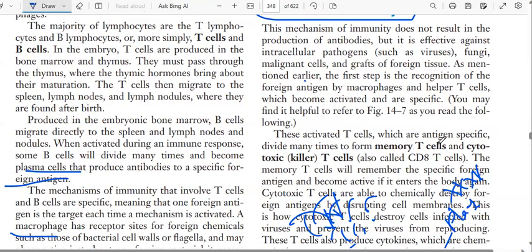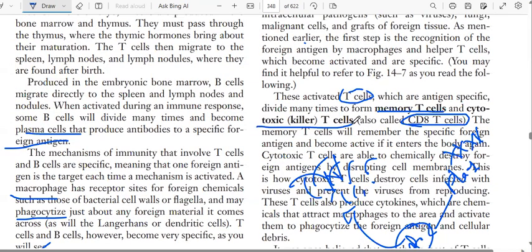Okay, these activated T cells are antigen specific and divide many times to form memory T cells. So here, the helper T cell will activate T cells, and T cells will activate memory T cells. And second is cytotoxic T cells. Another name is CD8 T cells. So CD4 and CD8, these are the marker cells. If a patient has a malignant tumor, some doctors advise checking CD4 and CD8 T cells. CD8 cells will help us. If there is more toxic material in the body, that's the reason the body is producing cytotoxic T cells.